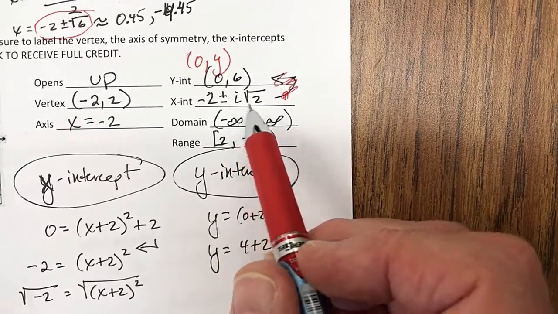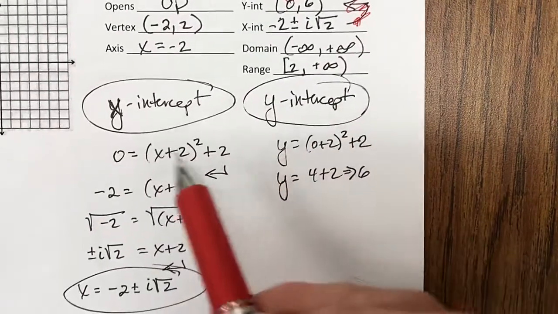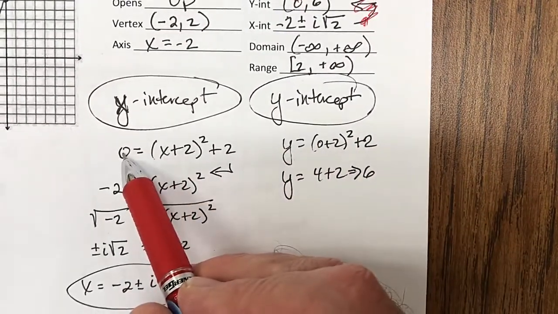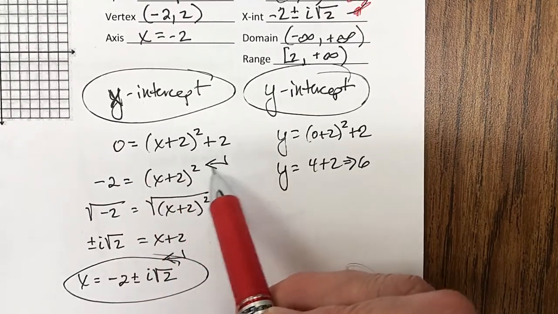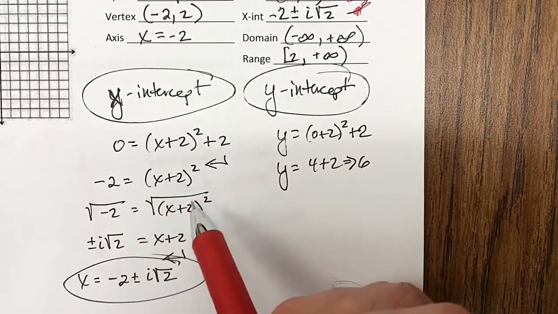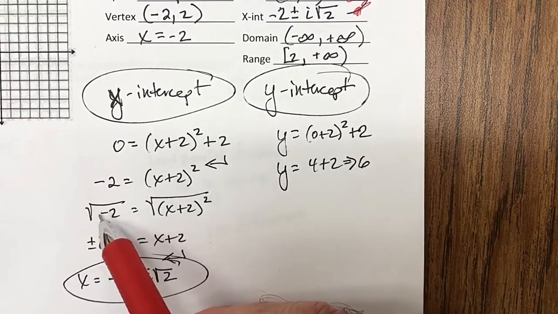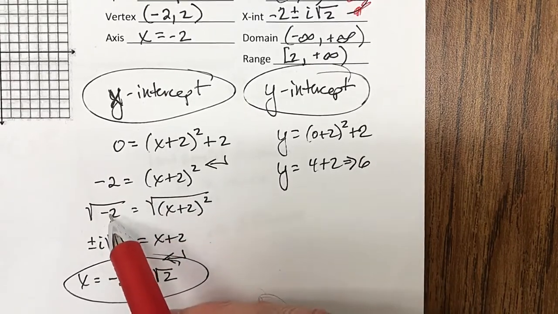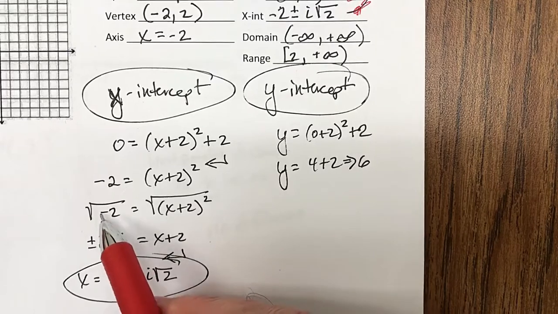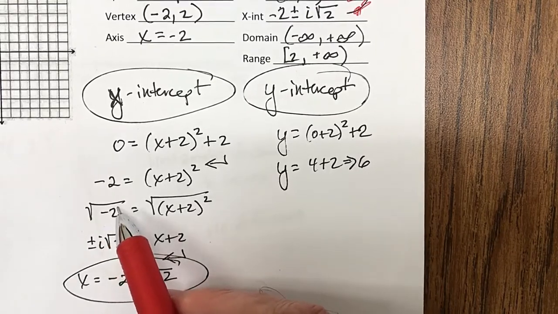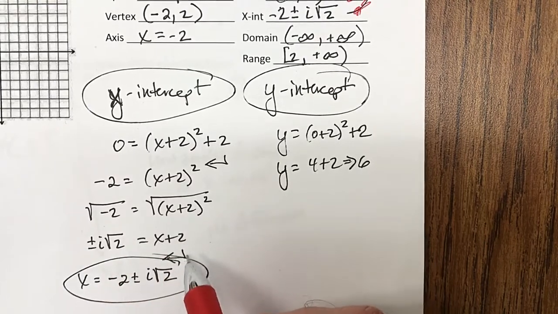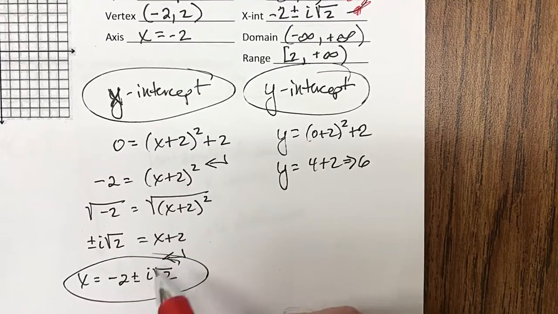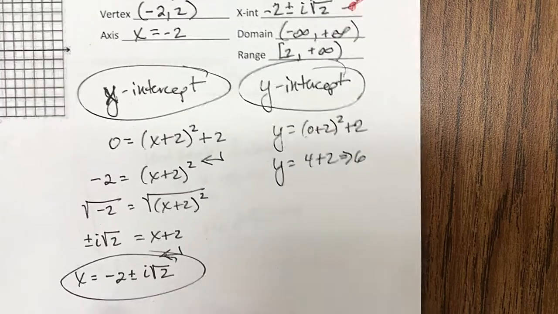The x-intercepts, you have to put a 0 where the y is, and then solve for x. We subtract 2 from both sides, then take the square root of both sides. Taking the square root of a negative 2 would be the square root of negative 1 times the square root of positive 2, and the square root of negative 1 is i. So it's plus or minus i times the square root of 2, and then finally we subtract that 2 from both sides, and that's where we get those x-intercepts.